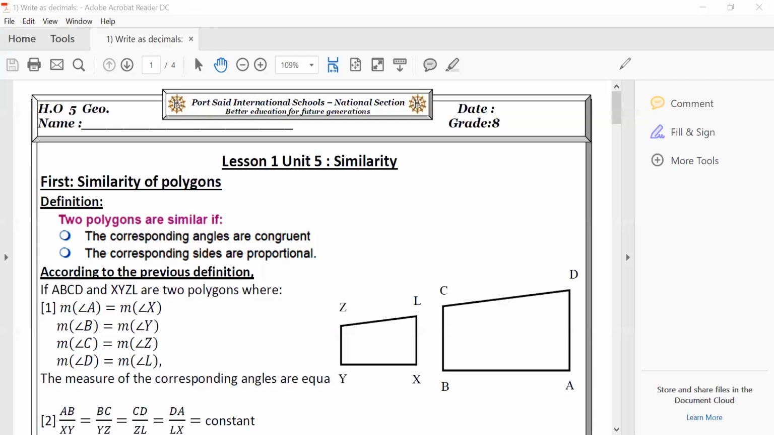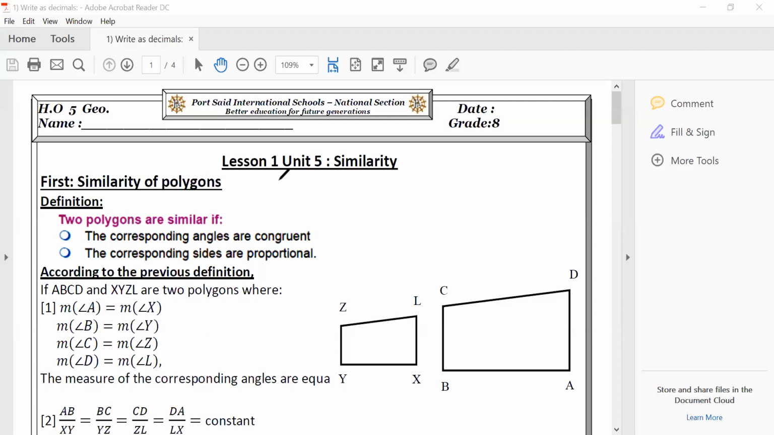So I will start with: what is similarity? We use the concept of similarity many times in our daily life. For example, when I take a photo with my camera, your photo will appear on the screen, but of course it will be minimized compared to your original. The size of the photo is smaller than yours, but it is similar to you.